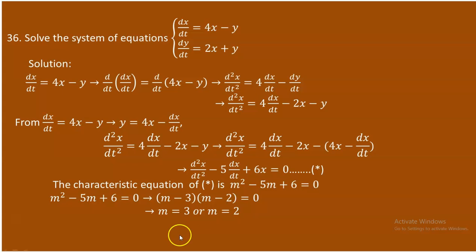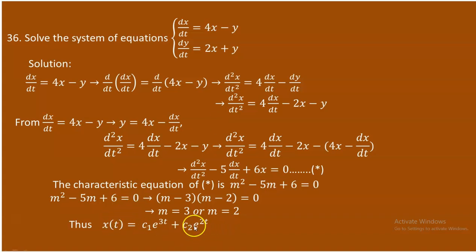So the general homogeneous solution is going to be C1 e to the power 3t plus C2 e to the power 2t, and that's going to be considered as x of t. So x is now determined. Now we need to determine what y is. You need to know that solving the system of equations means knowing the values of x and y, the dependent variables, in terms of t. So we have now determined what x is.